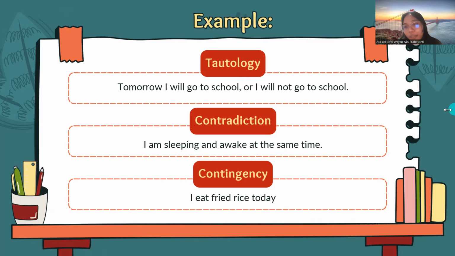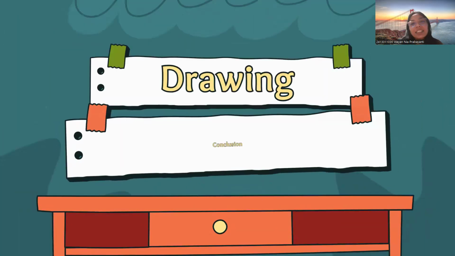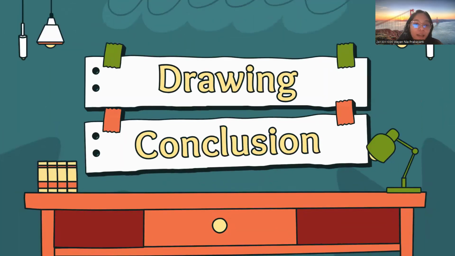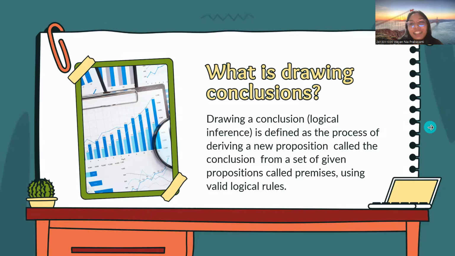Okay, let's move to the last topic. The last topic is about drawing conclusions. So what is drawing a conclusion, guys? Drawing a conclusion is defined as the process of verifying a new proposition, called the conclusion, from a given set of propositions called premises, using valid logical rules. A conclusion is valid if the argument form, when expressed as premise 1 and premise 2 and conclusion, produces a tautology. There are three standard inference rules.